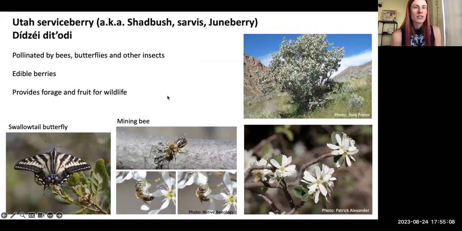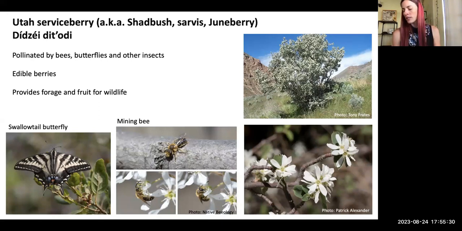All right, Utah serviceberry. So this is pollinated by bees, butterflies, and other insects. And it's been really interesting learning more about these plants in the Southwest. I'm originally from the Southeast, so it's really cool to see a lot of the different insect pollinators that visit these plants, and also learn a bit about the plants and why they're important.